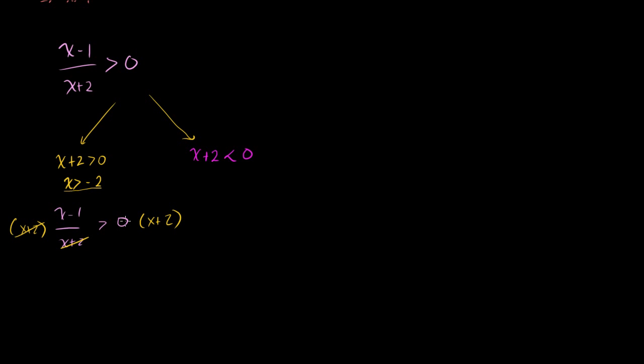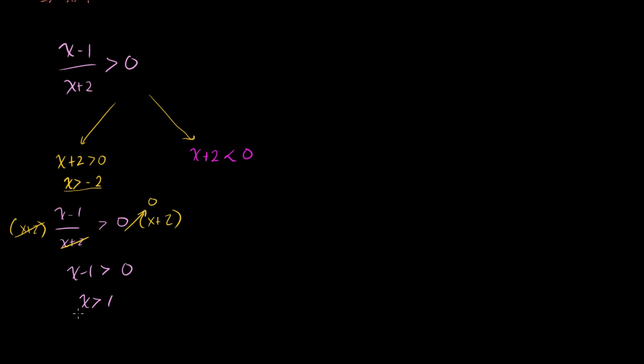These cancel out. 0 times x plus 2 is just 0. And then you're just left with x minus 1 is greater than 0. Solve for x, add 1 to both sides, you get x is greater than 1. So we saw that if x plus 2 is greater than 0, or we could say if x is greater than minus 2, then x also has to be greater than 1, right?